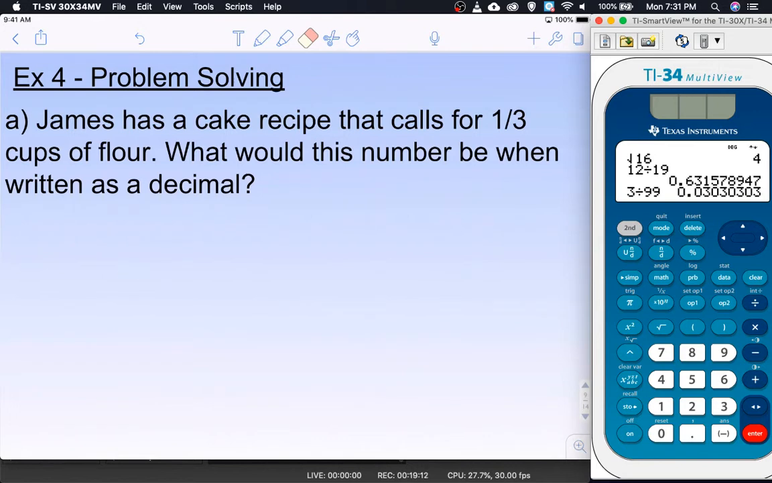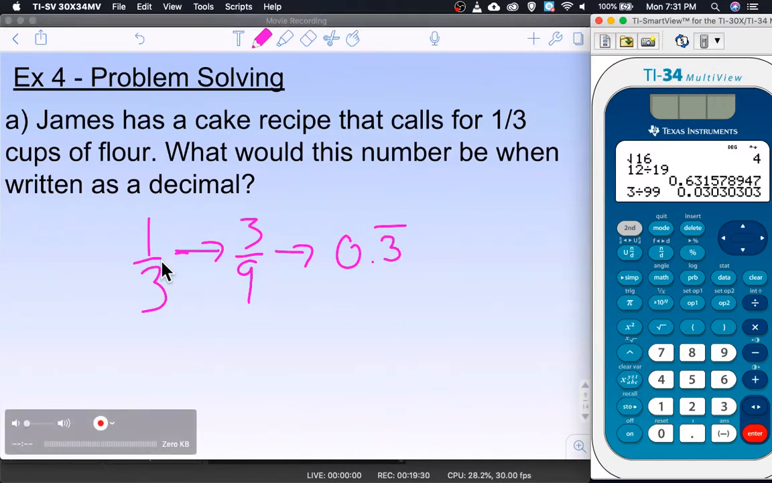So 1/3, calculator if we need to, brain if you don't. I mean, here's what happens in my brain. 1/3 is the same thing as 3/9, which I know is a repeating decimal of 0.3 repeated. That is what went through my brain to get from here to here.